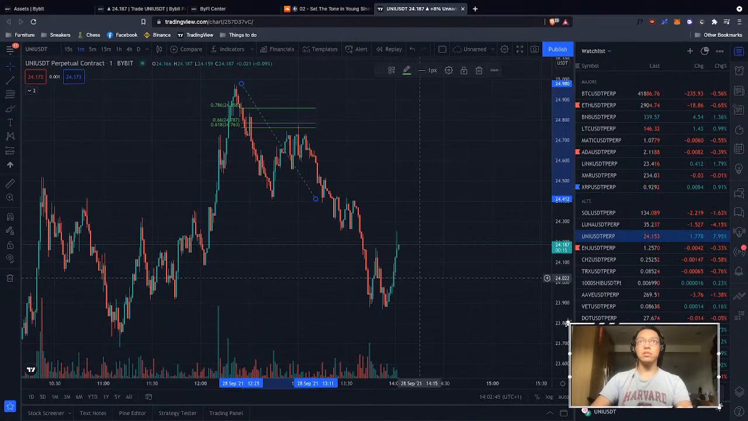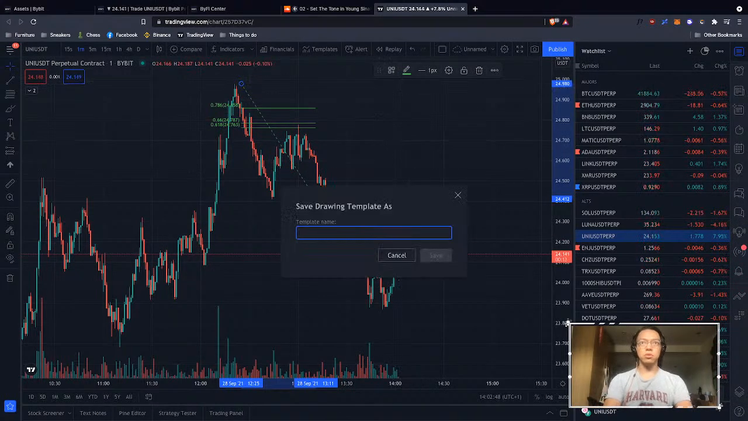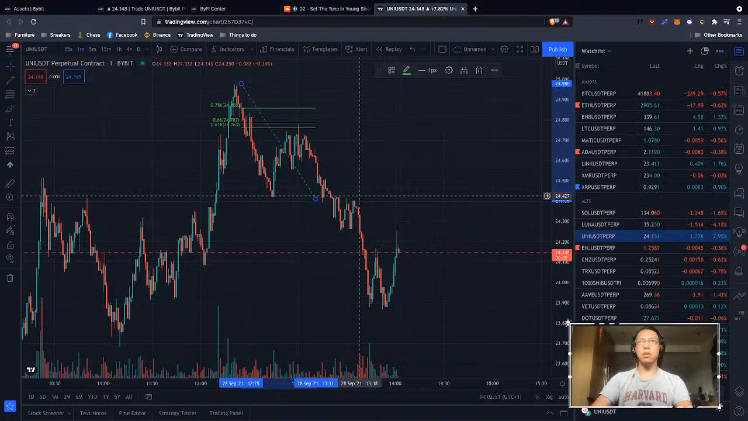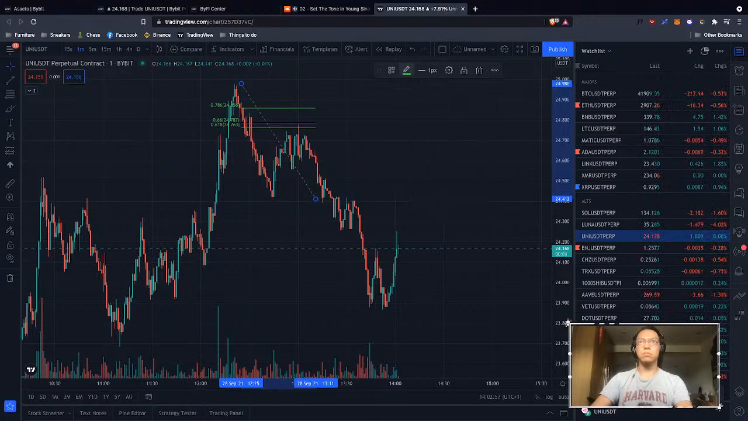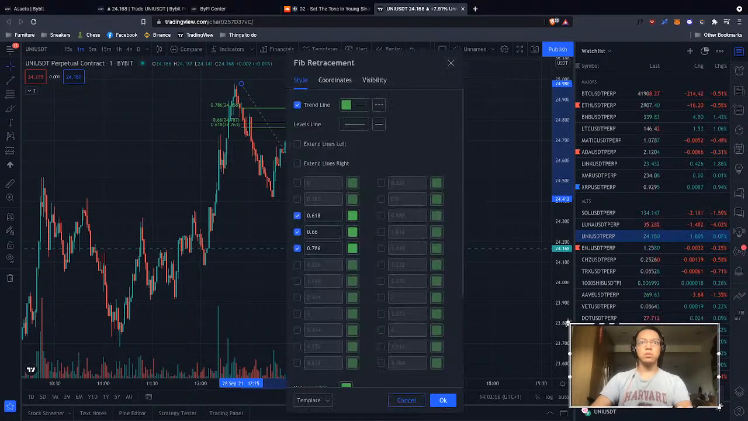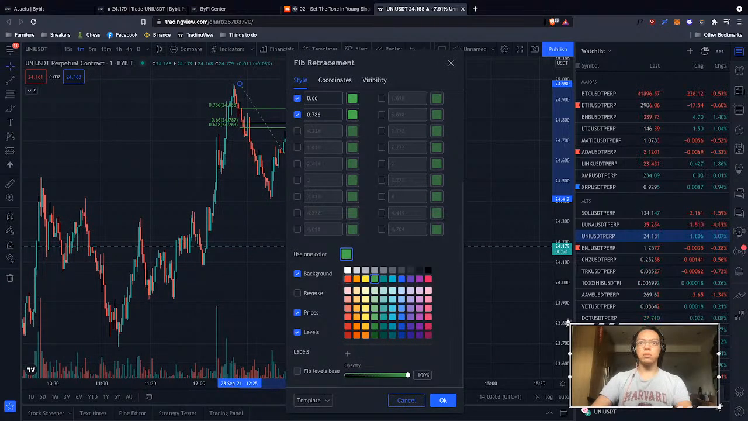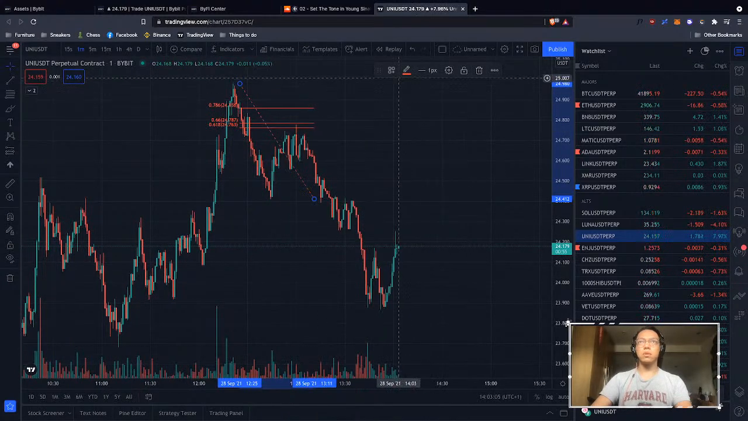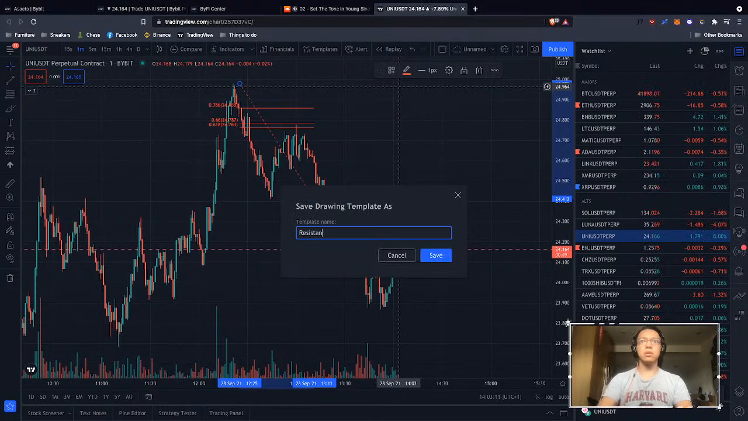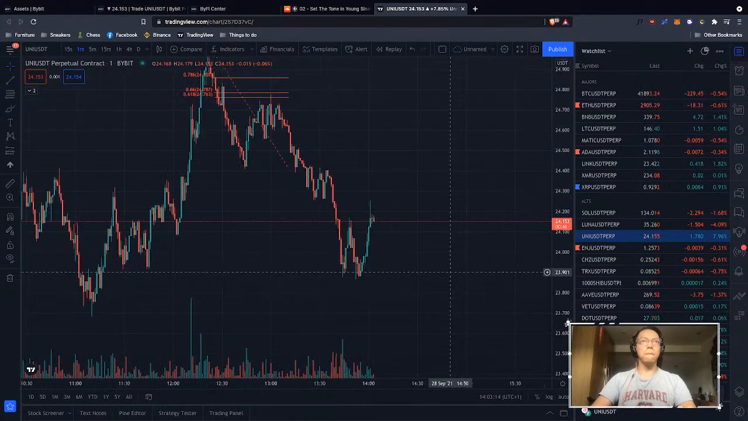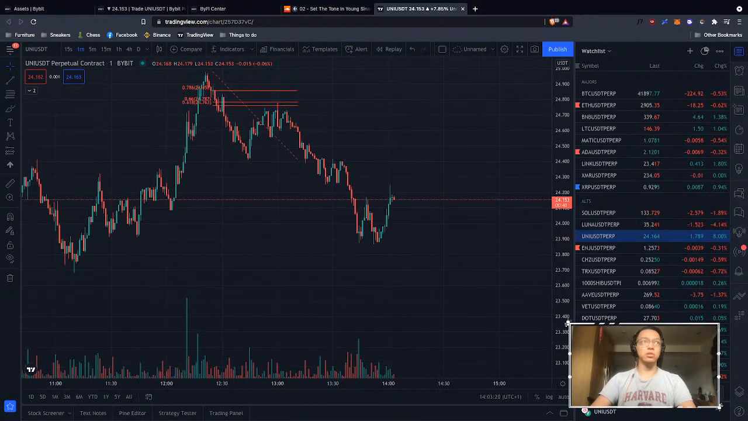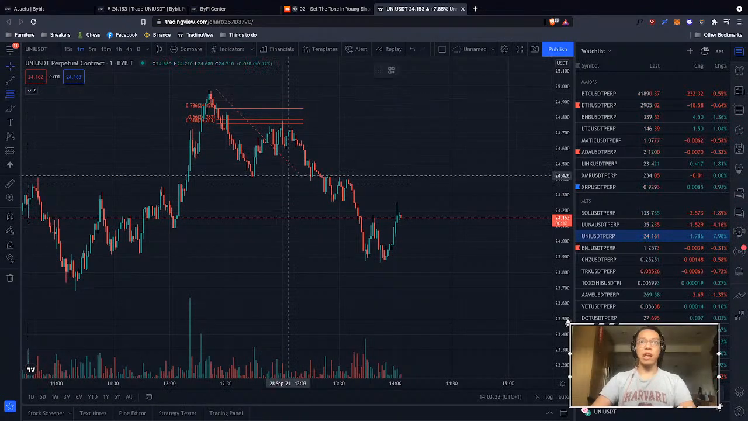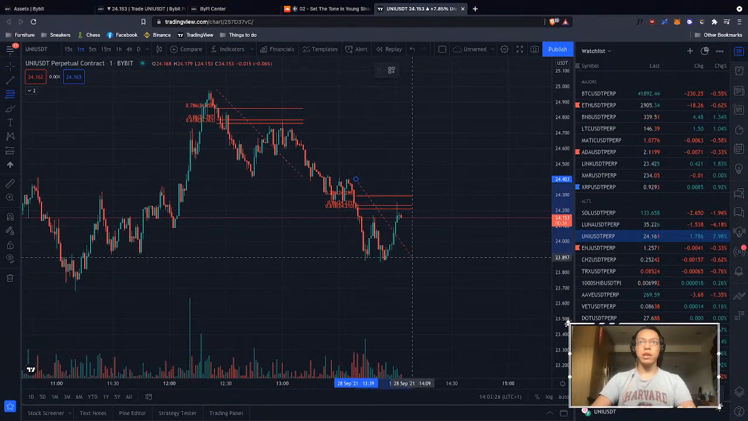Now we'll save this as a drawing template. Support, and then change these colors. Save it as another drawing template. Resistance. And yeah, my strategy is literally just monkey trading, drawing fib to fib. I've not charted Uniswap at all. I just thought I'd take a stab at trading something different.